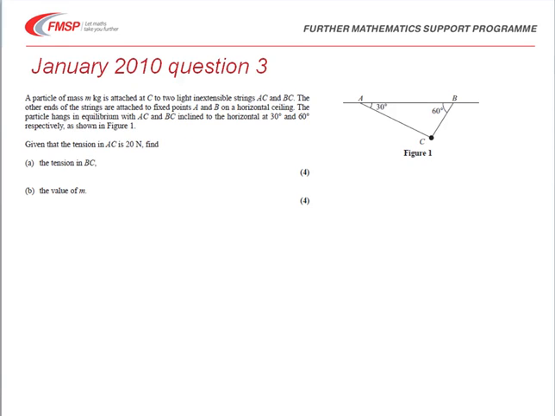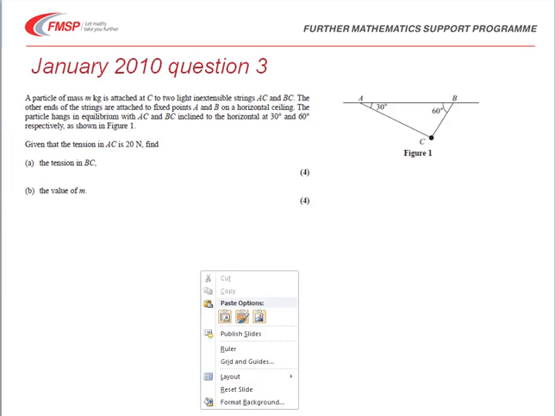The first question here comes from the January 2010 paper. I'm just reading through first of all. It says a particle of mass m kilograms is attached at C to two light inextensible strings, AC and BC, and the other ends of the strings are attached to fixed points A and B on a horizontal ceiling. The particle hangs in equilibrium with AC and BC inclined to the horizontal at 30 and 60 degrees respectively, as shown in figure 1.